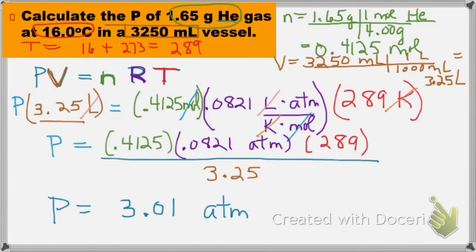Again, putting that all in the calculator, I get 3.01. I look at the original problem. Every one of those numbers given to me had 3 significant digits, so I'm going to round the final answer to 3 significant digits, and I have 3.01 atmospheres.